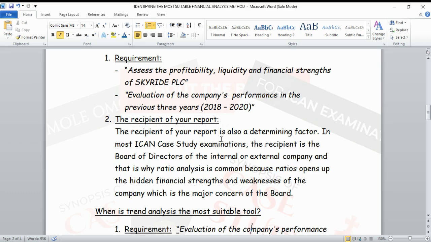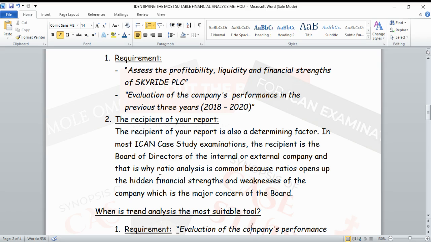You understand? So ratio analysis is the most suitable tool because the recipient of your report also determines it. Because for instance, if I don't care about your profitability or your liquidity, and you show me all that, I should wonder what my business is, right? So the recipient of a report is also very, very important.